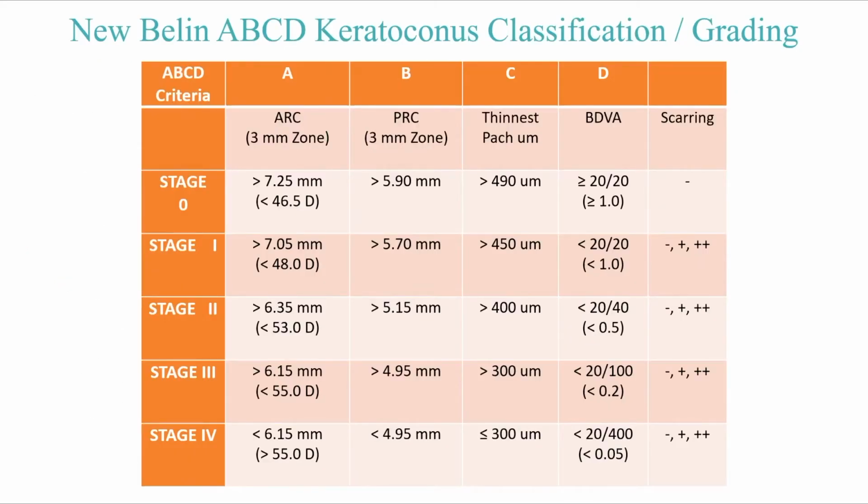In addition, we added an additional stage called stage 0. If you think about it, with Amsler-Krumeich, everyone in the world is at least stage 1, which makes no sense. So stage 0 doesn't really mean completely normal, but it's a much earlier stage. And again, most patients who are normal will fall into that stage. But you can have some very early cones who would also fall into stage 0.